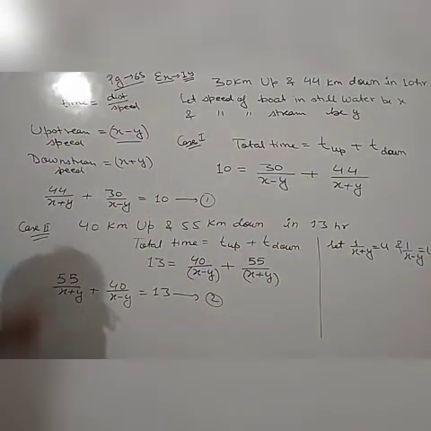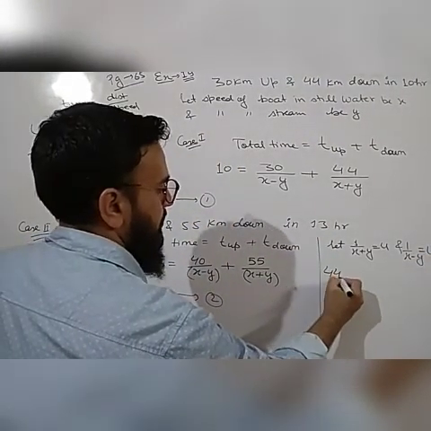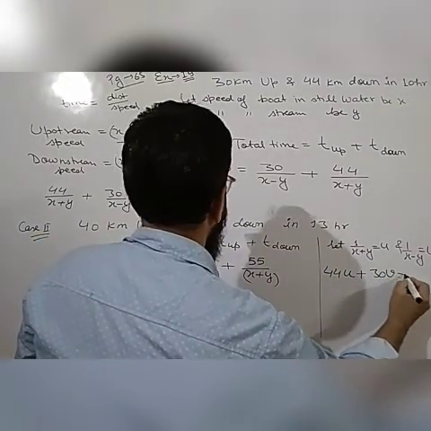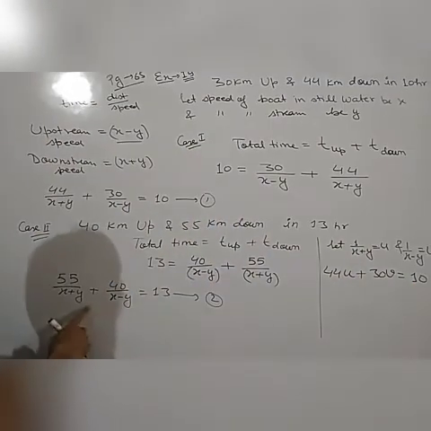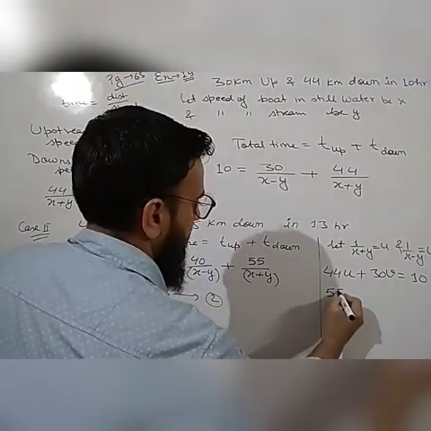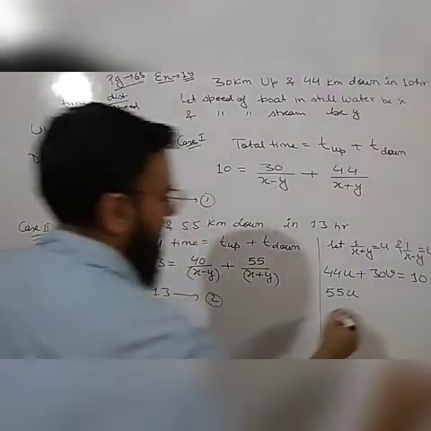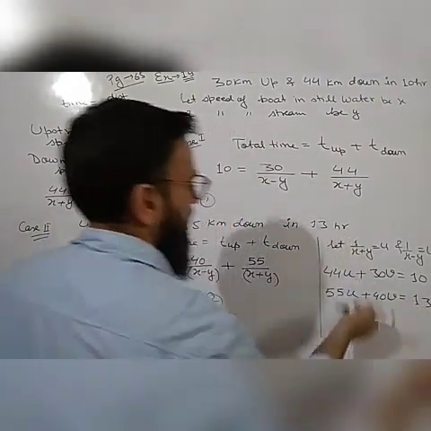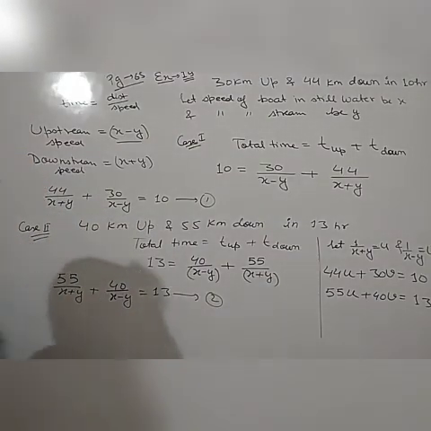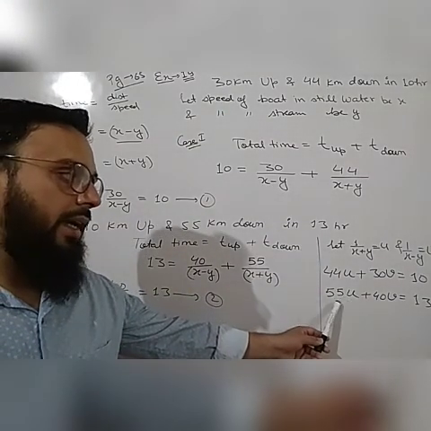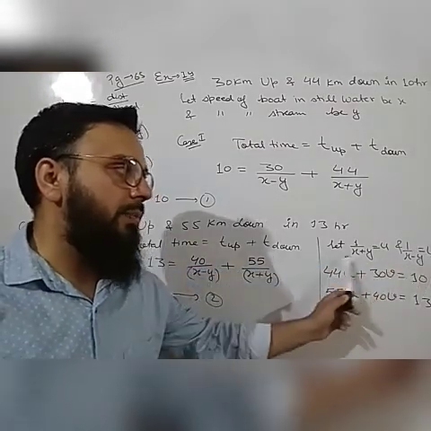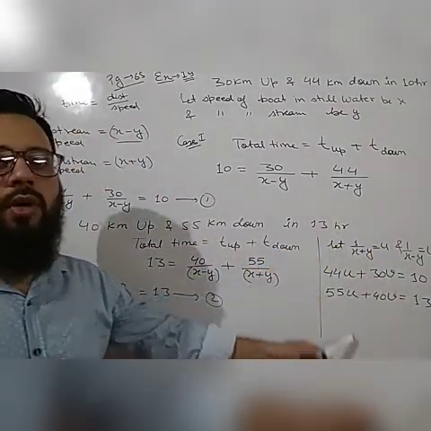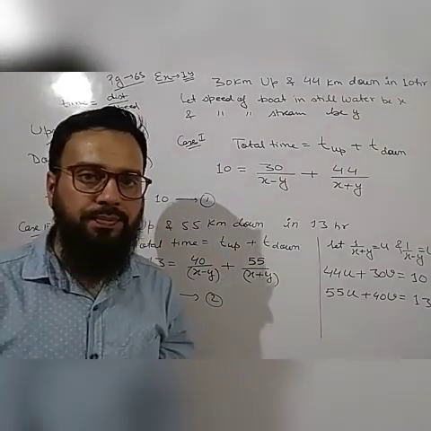So the equation 1 will be converted as 44u plus 30v is equal to 10, and the second equation will be converted as 55u plus 40v is equal to 13. Now you can solve both these equations. You will get the value of u and v, and when again you will put these value of u and v at the place of 1 upon x plus y and 1 upon x minus y, you will get the values of x and y. That will be our answer.